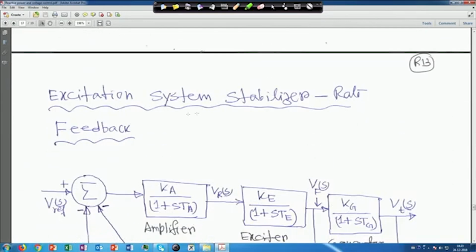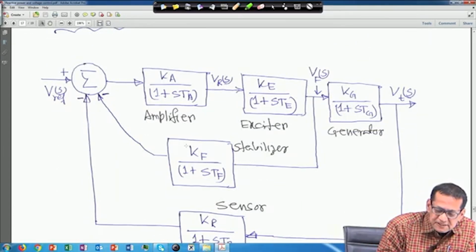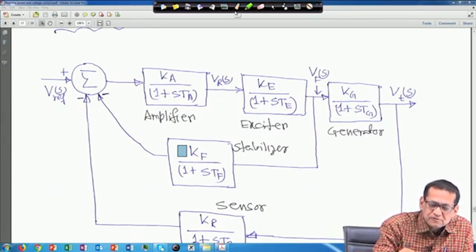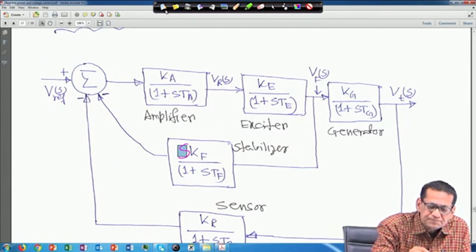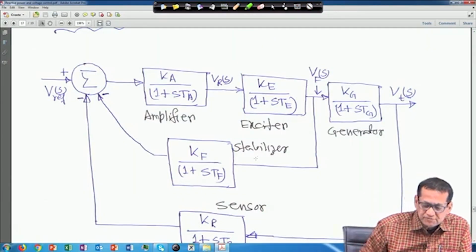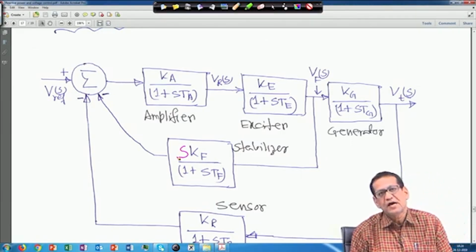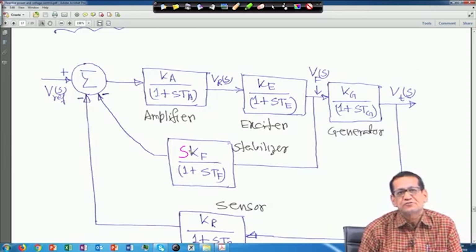Next is the excitation system stabilizer rate feedback. Here one correction you have to make. This is actually SKF, the derivative feedback. When I was making it, I missed this S, so it should be corrected.